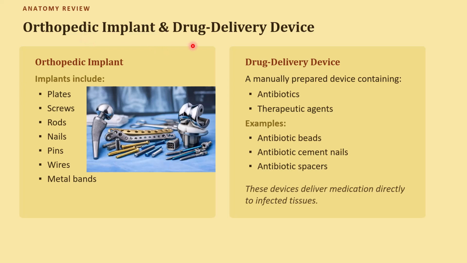Orthopedic implant and drug delivery device. Some of the orthopedic implants include plates, screws, rods, nails, pins, wires, and metal bands, as you can see in the picture. A drug delivery device is a manually prepared device containing antibiotics and therapeutic agents. This should be prepared manually by the physician or the surgeon. You will understand this when you go for the codes. Examples are antibiotic beads, antibiotic cement nails, and antibiotic spacers. These devices deliver medication directly to the infected tissues.